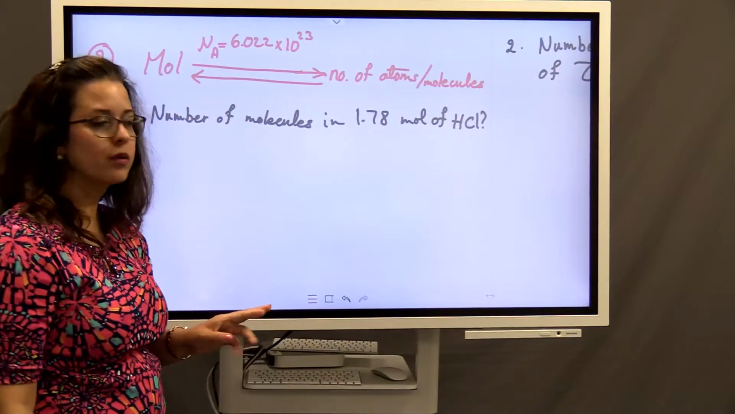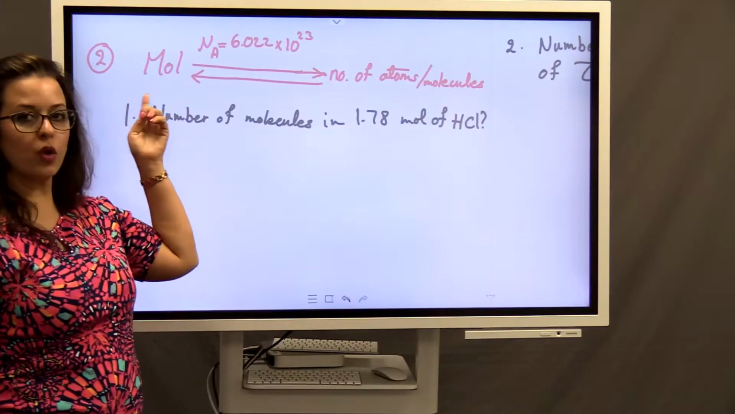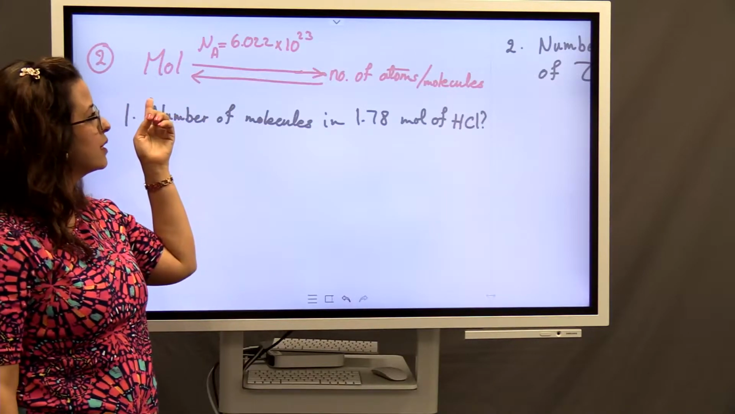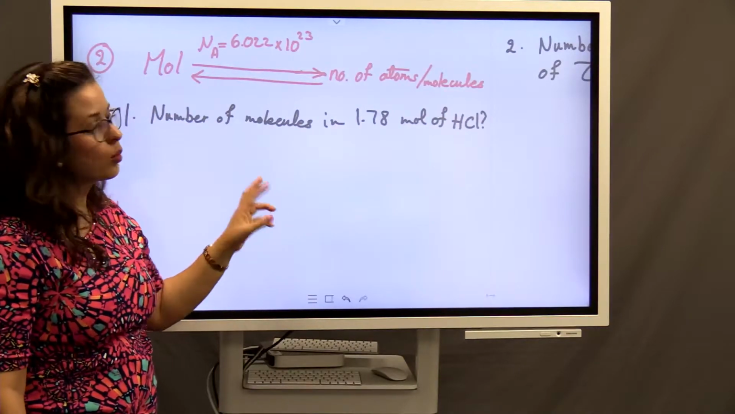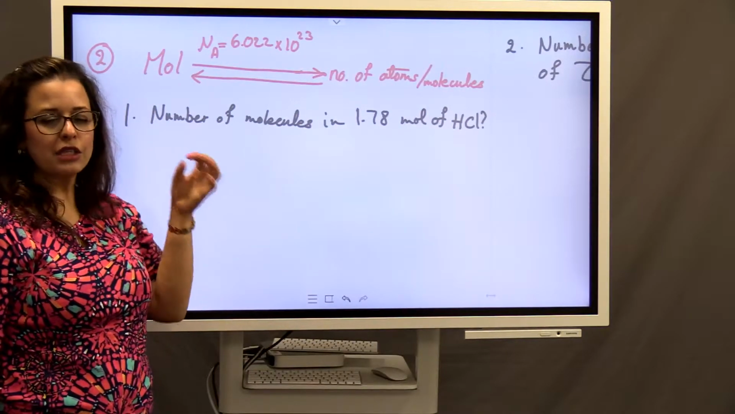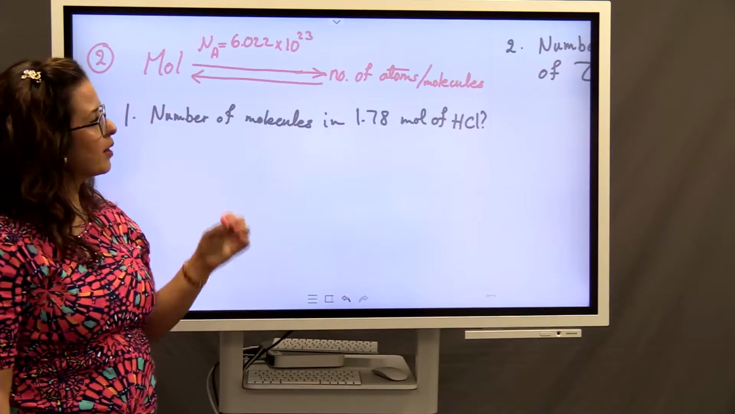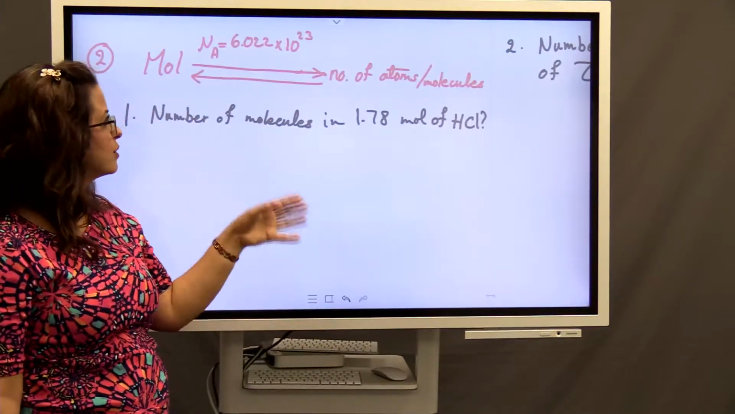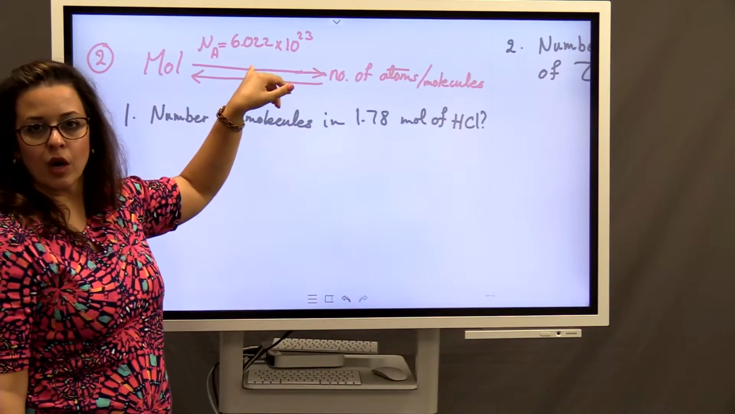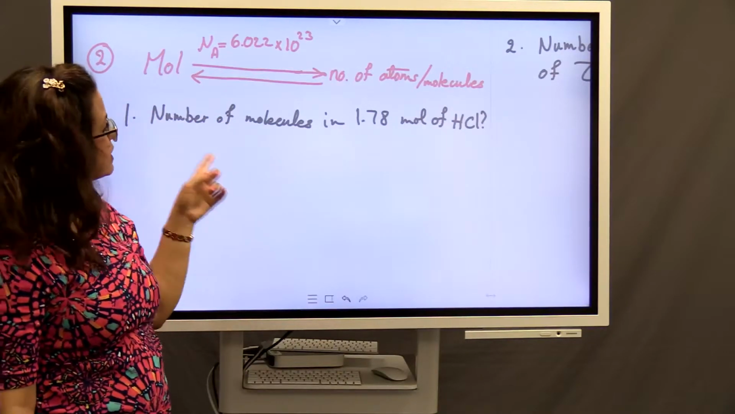The second type of calculations, when you are given the number of moles, you are solving for number of atoms or molecules, or vice versa. As soon as you hear the number of atoms or molecules, how many atoms, how many molecules, it should remind you of Avogadro's number. You want to see how it works?